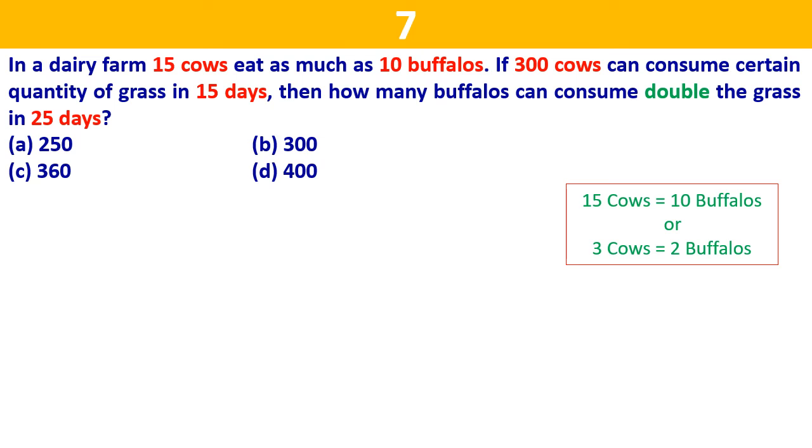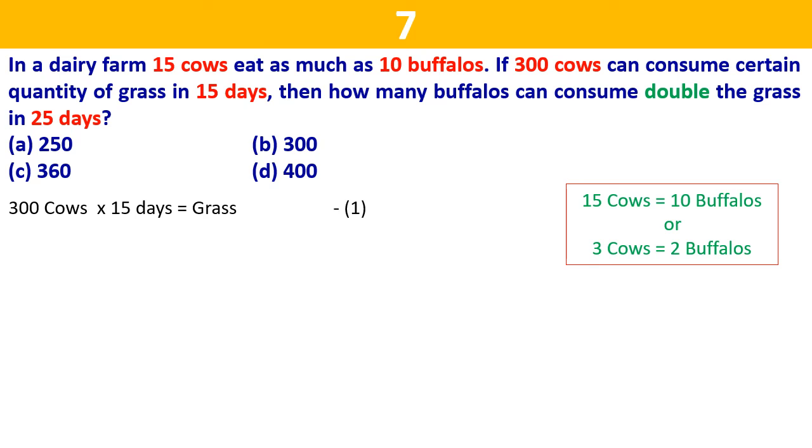Now what is said in this question? 300 cows can consume the grass for 15 days. So what is the quantity of grass available? It is equal to the number of cows multiplied by the number of days for which they can consume. So that is equal to 300 cows multiplied by 15 days. Provision of food, or provision of grass, you can say.